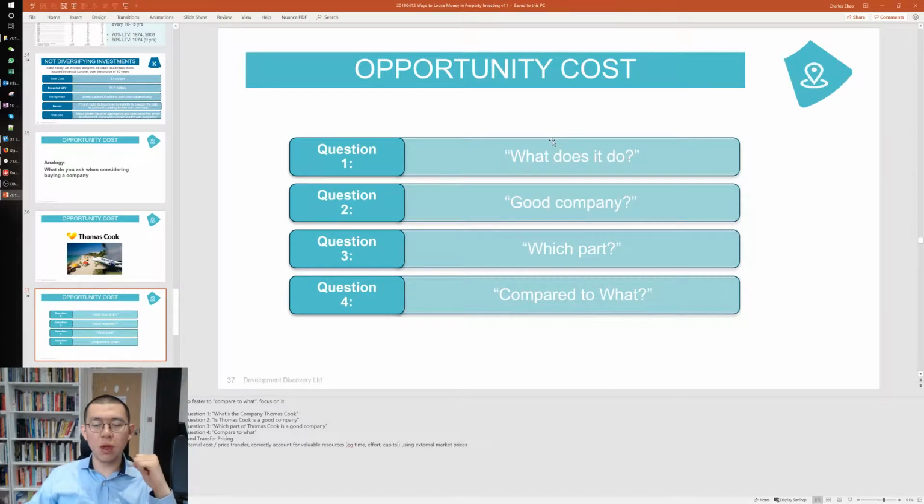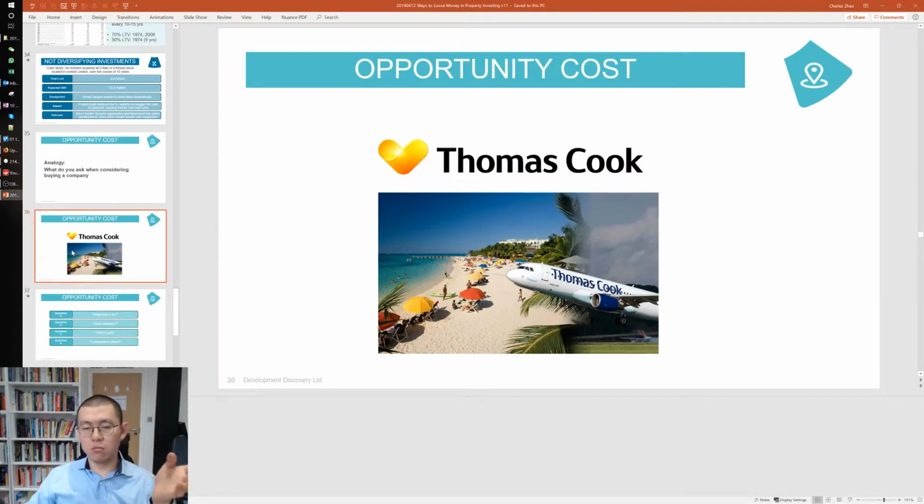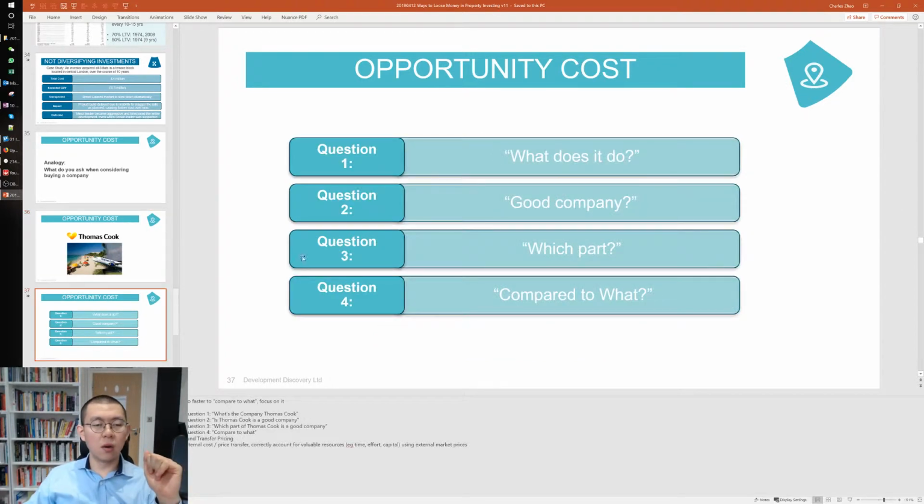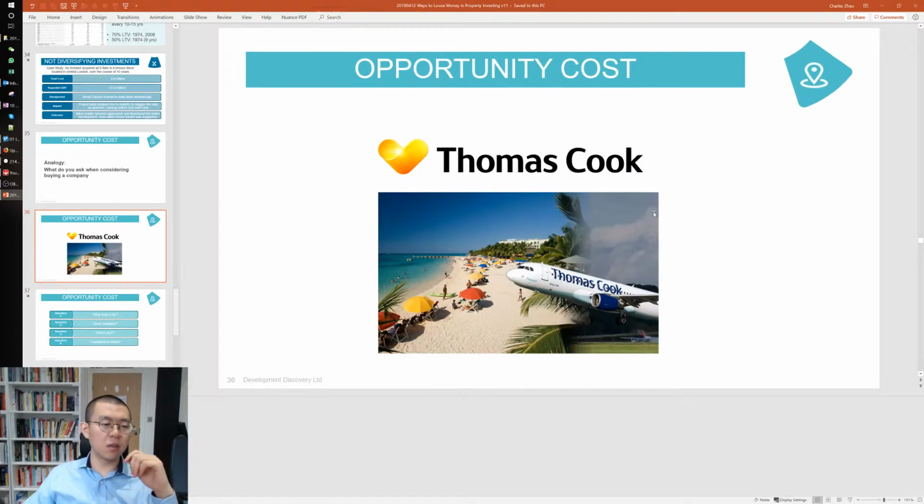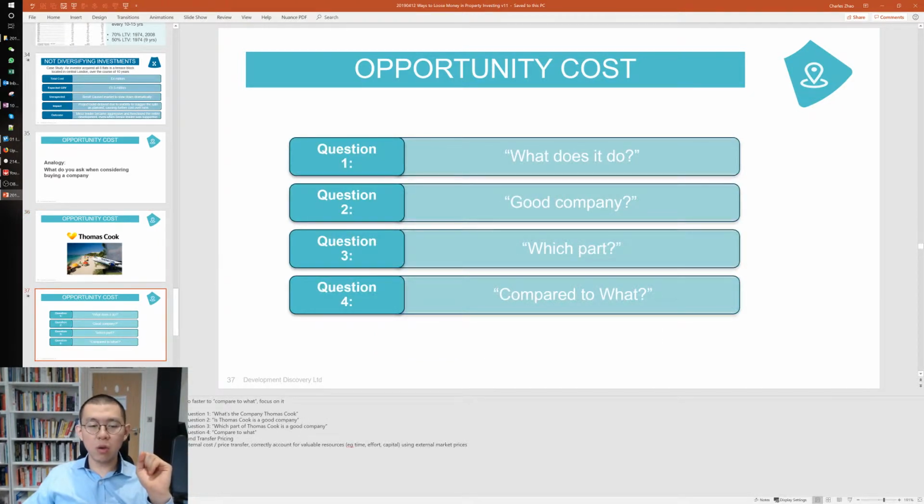First we ask, okay, what does it do? Thomas Cook, holiday maker, has airlines, which is the travel part. They have the tour part. They have the accommodation part, and then it's a good company. Okay. But given there are so many parts in this company, it's probably a better question to ask, which part of it is good? Is it the flight part, or the resort part, or the tour operation part? And then a better question still would be, compared to what?